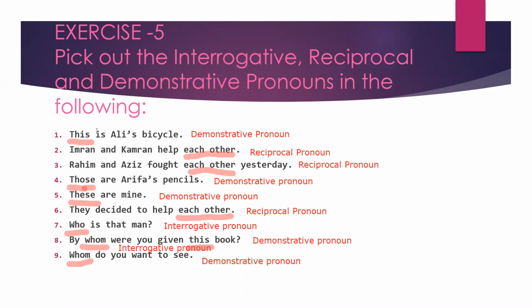So dear students, here we have a total of 9 sentences on this page, and we underlined the pronouns, and also we wrote over there the kinds to which they belong, because we have the question, pick out the interrogative, reciprocal, and demonstrative pronouns in the following. So here we have 9 sentences. We have a few more sentences, so we will move to the next page.